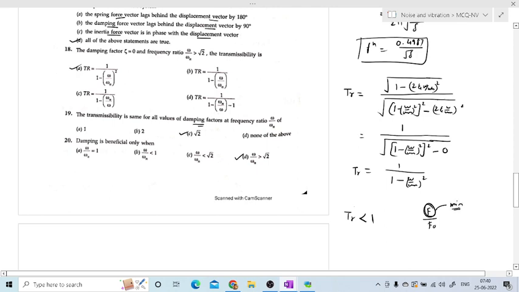So we require in isolation this transmitted force should be minimum.